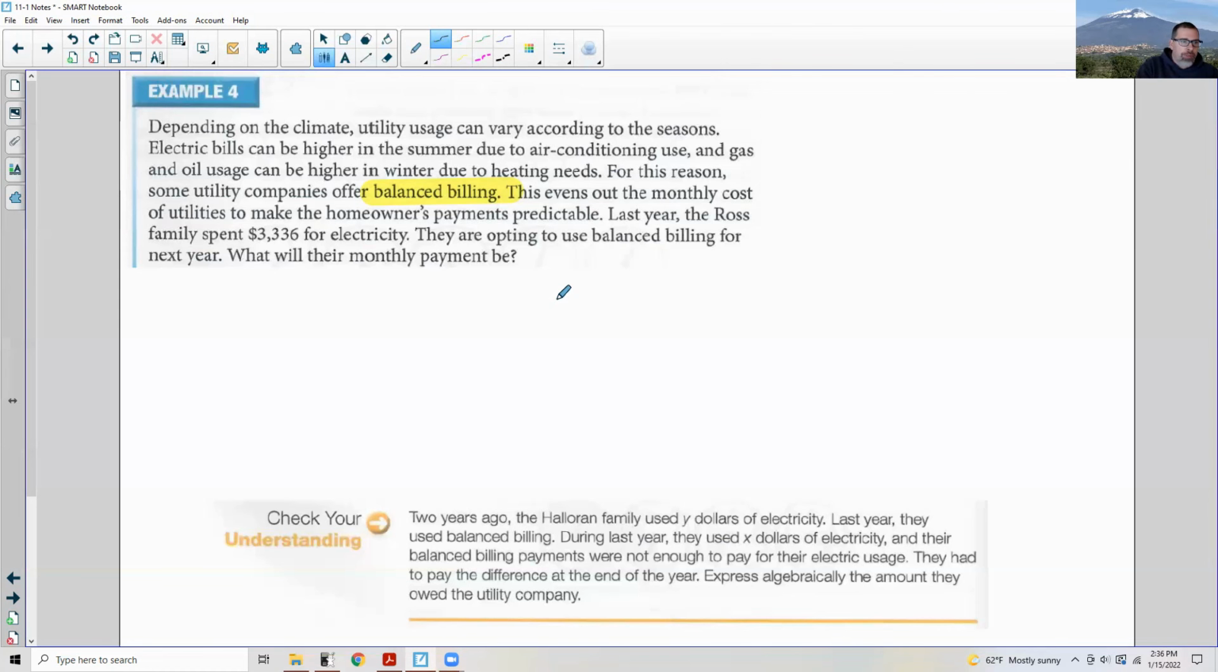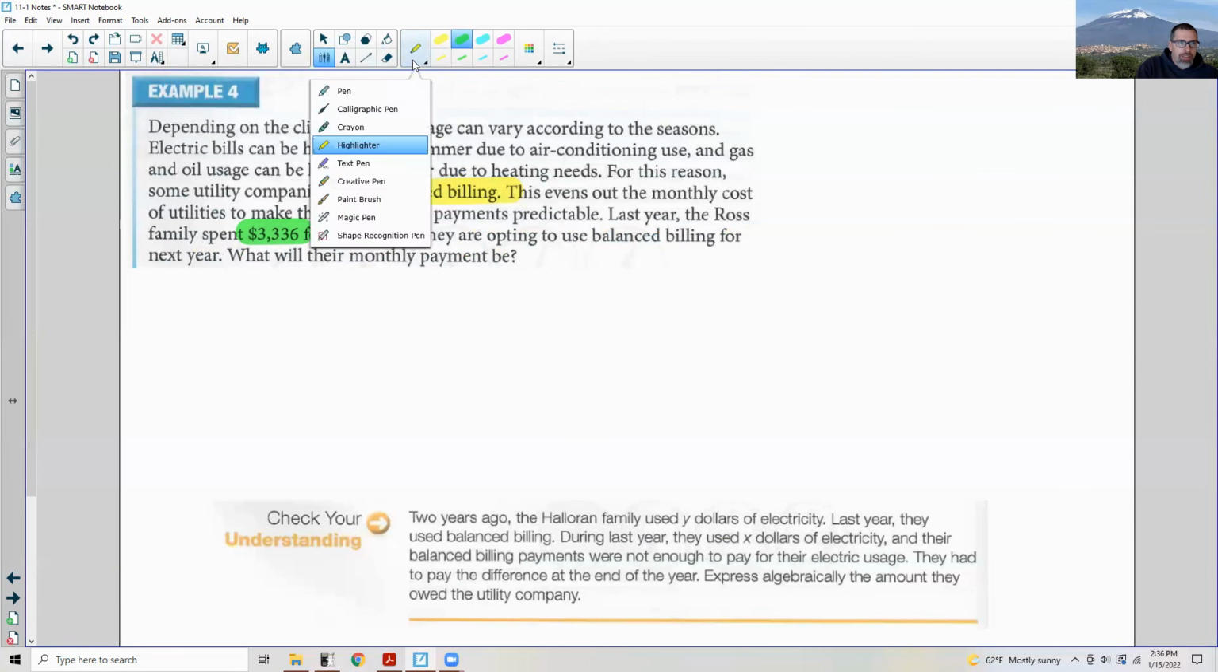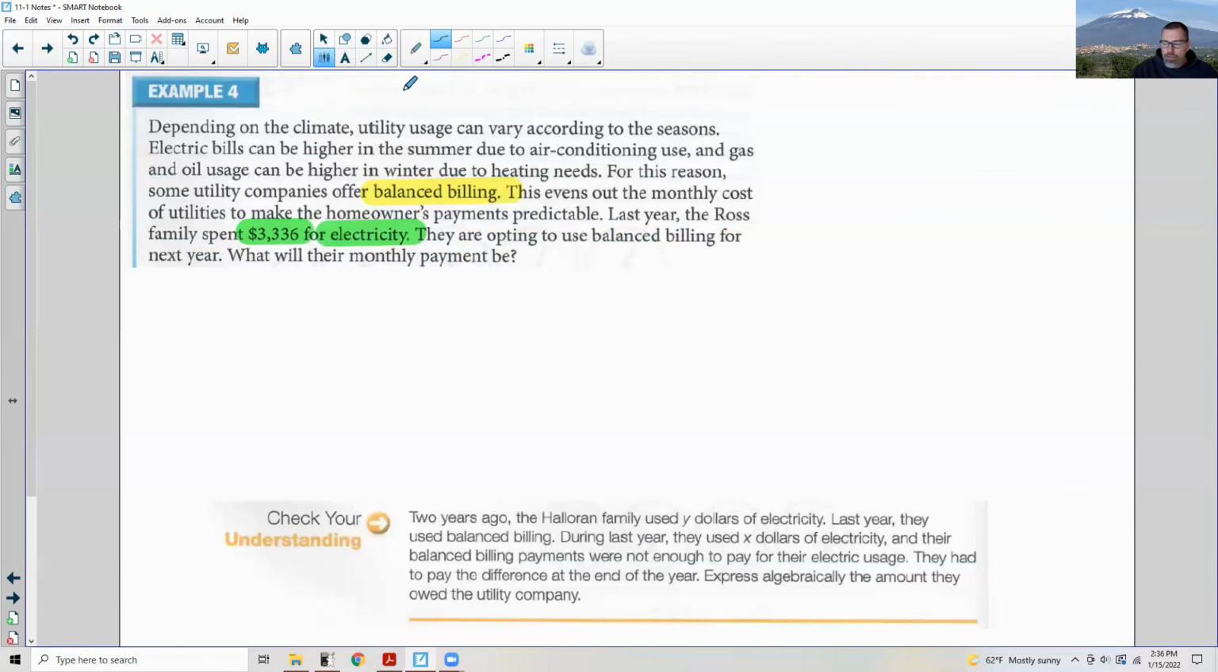Last year, the Ross family spent $3,336 for electricity. They are opting to use balanced billing for the next year. What will their monthly payment be? So in order to answer this question, it's very simple. All you need to do is take their total bill for the year, $3,336 and divide that by 12.